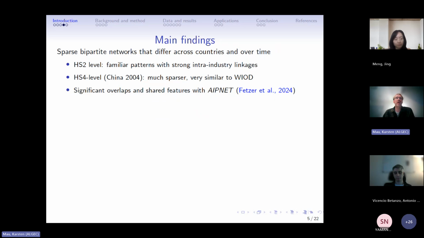And then maybe, I'm not sure if you have heard about this approach. There has been an AI-generated production network by Timo Fetzer and a couple of colleagues, who also generate this very disaggregated binary input-output network. So we compare our mappings to their mapping, and we find some significant overlaps, but also some quite striking differences between our and their mappings.